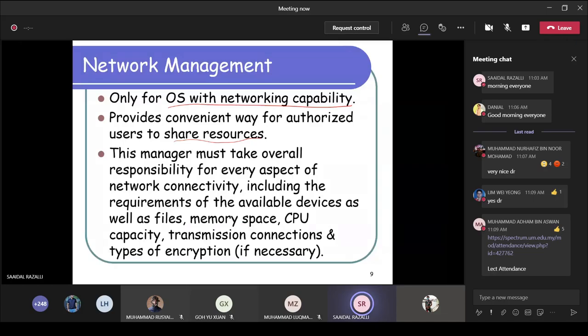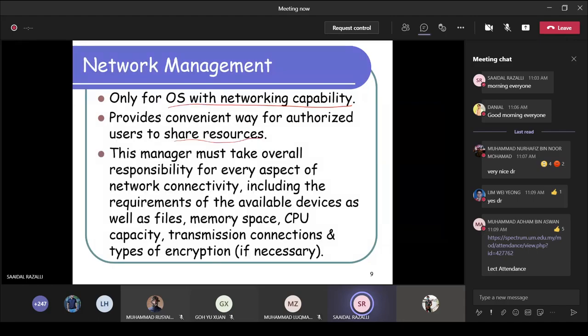Meaning that if you share a folder or something, you can put a password in order for people to access it. You don't want unauthorized access. You can put a password on certain folders. Or if you have a network sharing office, you can put a password if anyone tries to open the files on your machine. So this is some network management.